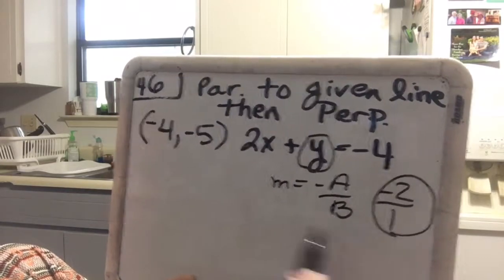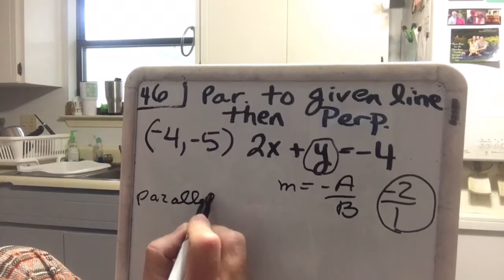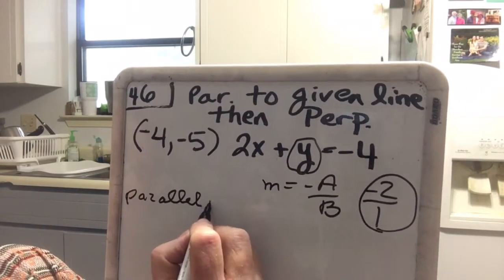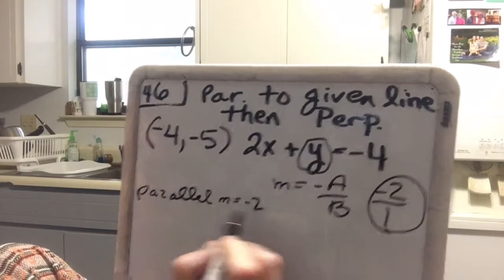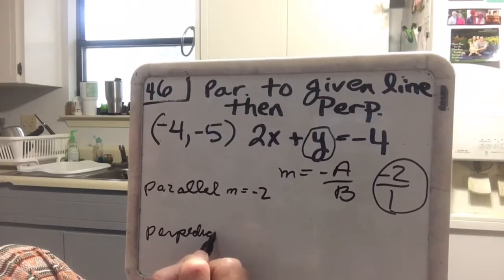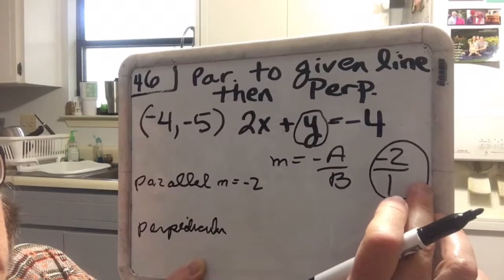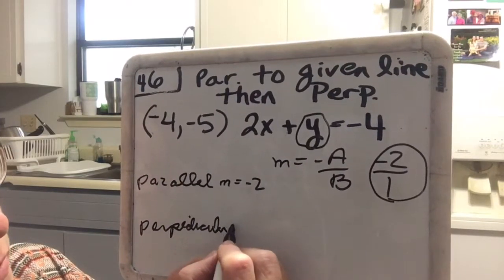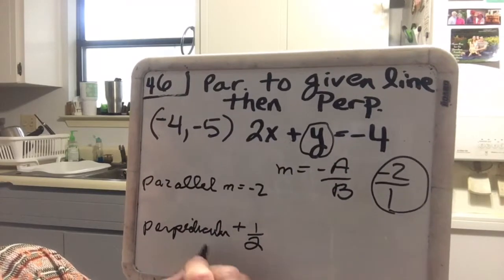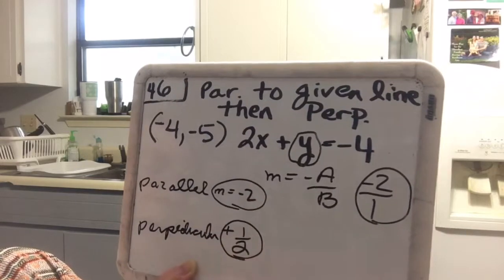So parallel lines have the same slope, right? So the parallel line is going to have a slope of negative 2. The perpendicular line is going to have a negative reciprocal slope. So it's going to be positive 1/2. Okay, so we know our slope for our perpendicular line and our slope for our parallel line.